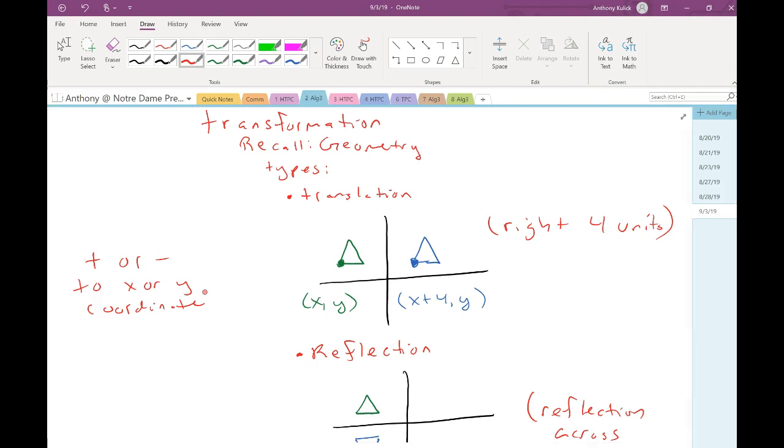So we're going to be adding or subtracting to the x or y coordinate, or both, right? If we were going left 4 and up 7, that's still a translation. You can do a different amount to each of them. Everybody's okay with that idea?